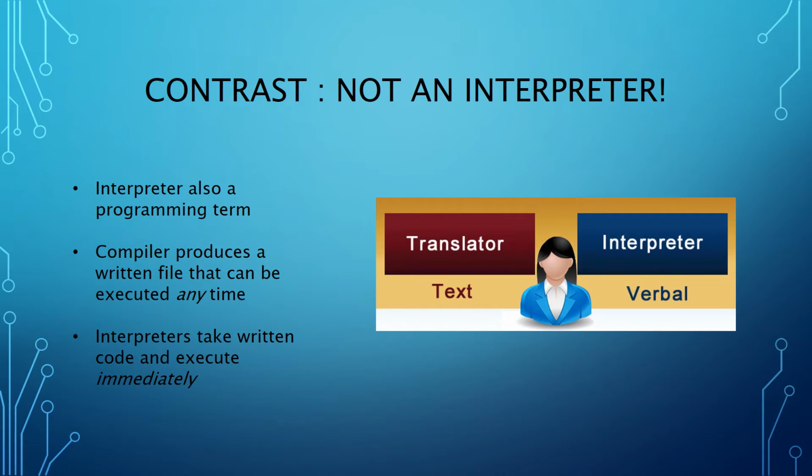A translator will take one text and produce another, to be read at any time. An interpreter takes a sentence and speaks it out loud, from one language to another, only to be heard once. You can ask the interpreter to repeat what they said, but you don't have a copy for yourself.